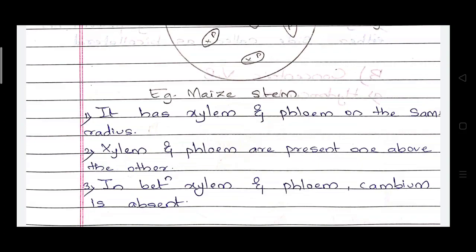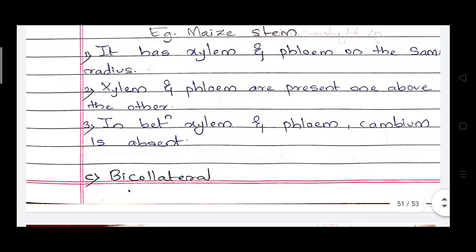In the open type, what did we see? The cambium ring is present in between the xylem and phloem. In the closed condition, the cambium is absent, only xylem and phloem are present. So in conjoined collateral closed condition, the xylem and phloem are present in the same radius, one above the other, and the cambium ring is absent. So this is the second type of the collateral.